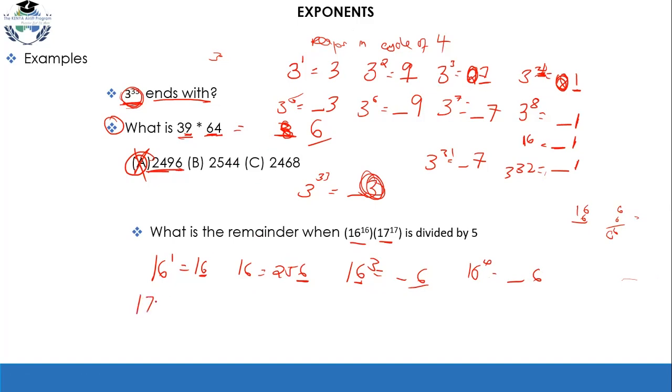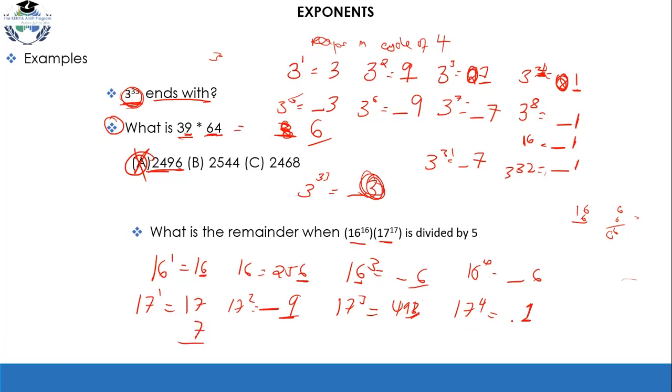For 17, you can't do 17 power 17, but you can do the first few. So 17 here is 17, and then 17 squared is 289. So again, I just need the 9. I don't care about the other digits. 17 cubed is going to be something that ends with a 3: 4913. Yes, something that ends with a 3. And then 17 power 4 is going to be something that ends with a 1. And then 17 power 5 is going to repeat.